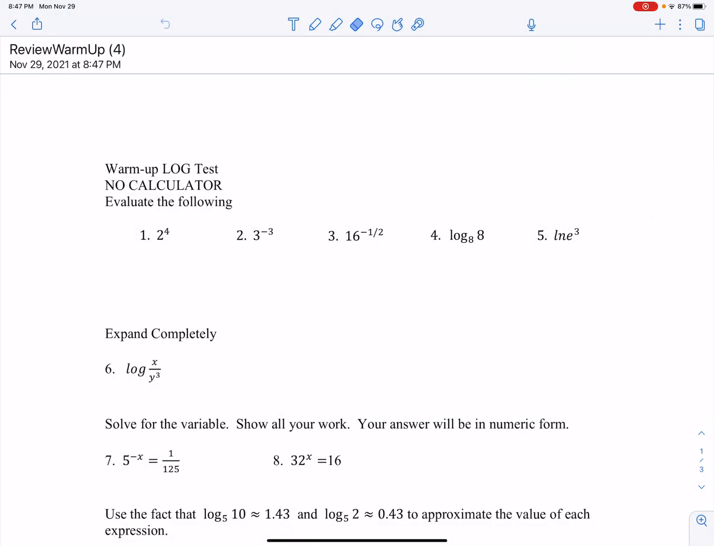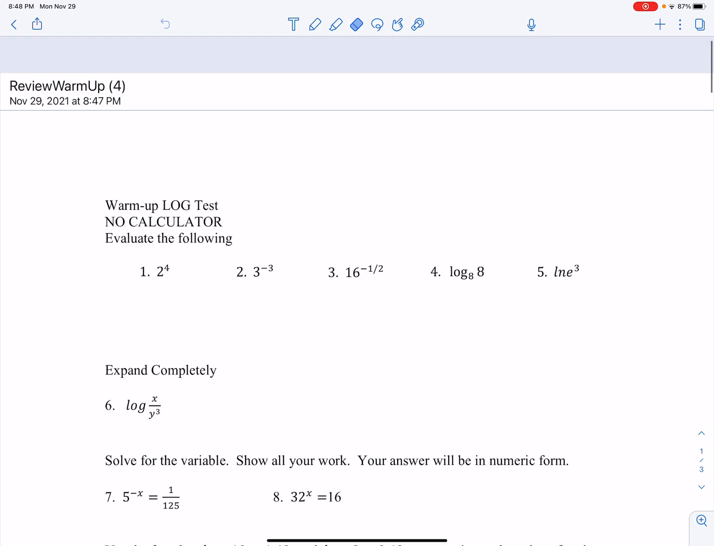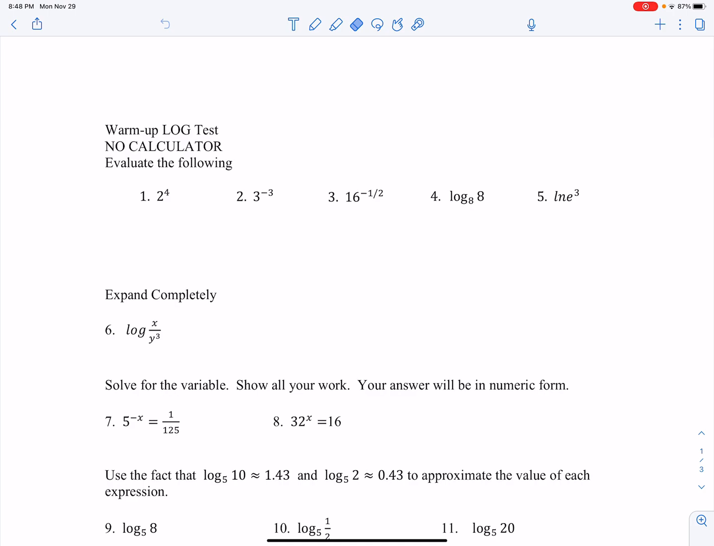All right, these are the answers for the review warm-up. It does say that this first part is no calculator, and then I think down here it says calculator. So 2 to the 4th, I'm just going to run through these quick. That would be 2, 4, 8, 16.